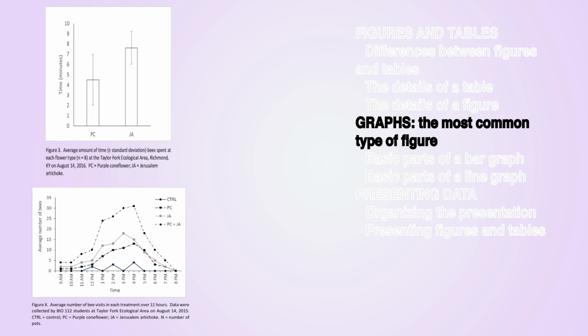Regardless of the type of graph you are making, you always need to be aware of your variables. Remember, the independent variable is plotted on the x-axis. The dependent variable is plotted on the y-axis. In our example, the number of bees depends on the type of flower. Number of bees is the dependent variable, so it will be plotted on the y-axis.